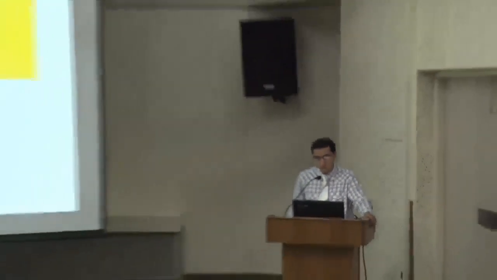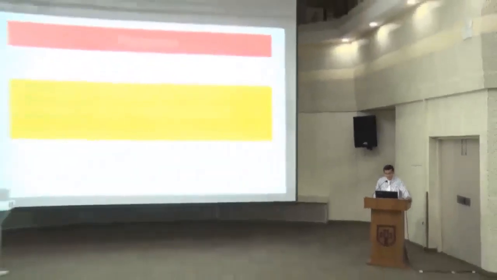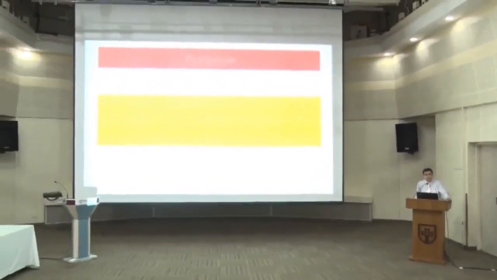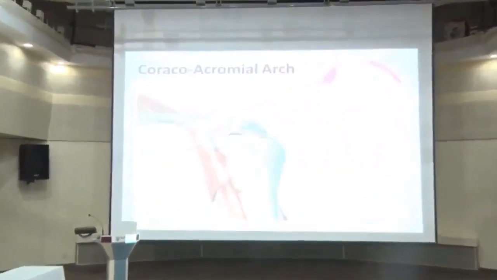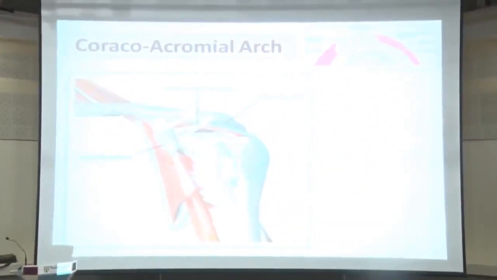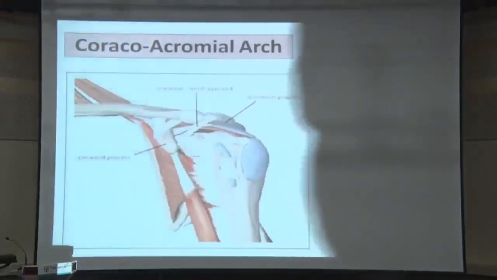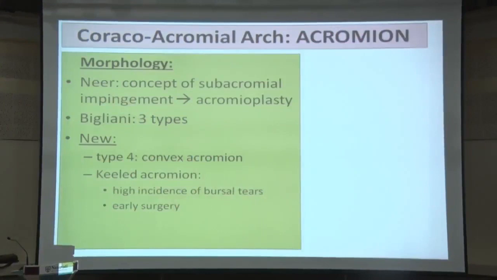The purpose of this talk is to elucidate recent advances and how they influence our decision making in management of rotator cuff tears. So I'm going to start with the coracoacromial arch, which we know consists of the coracoid, the acromion, and the bridging CA ligament. So we'll start with the morphology of the acromion.